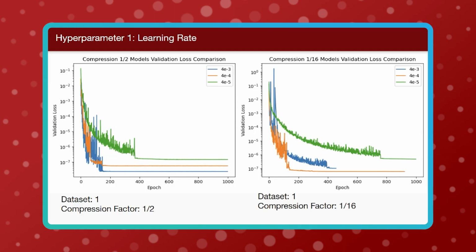We tested 3 different learning rates, 4e-3, 4e-4, and 4e-5, on our first dataset with differing compression factors, represented by the layers. More layers equals higher compression. To cross-check results, we found from the graph on the left that initially a higher learning rate of 4e-3, in blue, gave us the lowest validation loss, but when stepping up to higher compression rates, in the graph on the right, a learning rate of 4 times 10 to the -4, in orange, actually gave us the best results.